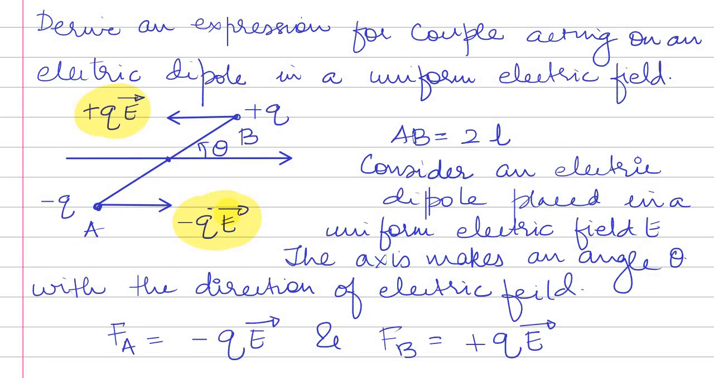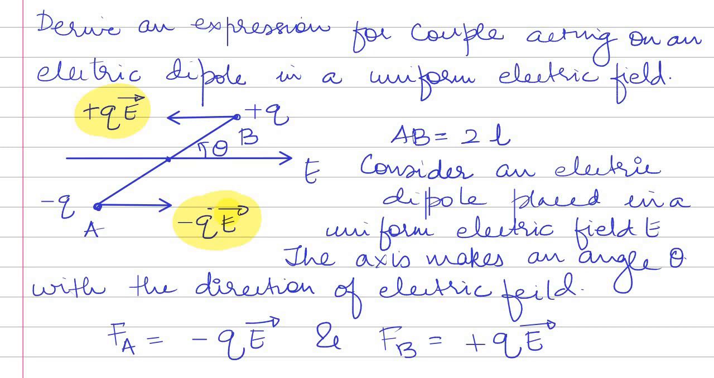Continuing with the fourth lecture in the series of electrostatics, possibly the last lecture, we'll have to do four proofs here. Starting with the first proof: derive an expression for a couple acting on an electric dipole in a uniform electric field. As you can see, we have electric field E acting from the left hand side of the page towards the right side.